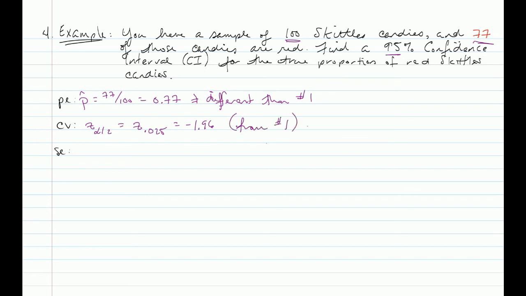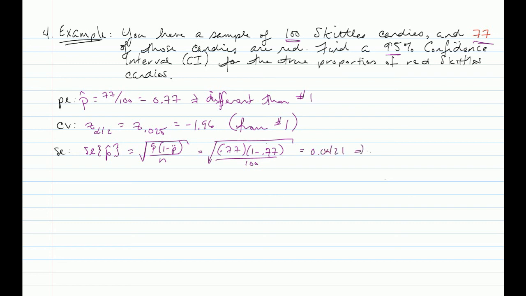So this is unchanged. And finally, our standard error, well, this is the standard error of our point estimate, p hat. So that's going to be the square root of p hat (1 minus p hat) over n. So that's the square root of 0.77 times 1 minus 0.77 divided by 100. And when we work this out, we get a standard error of 0.0421, and this is deliberately unchanged from problem 1. So we have the same critical value and the same standard error from problem 1. All that's changed is our point estimate.